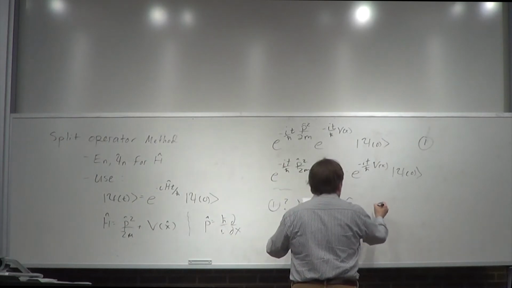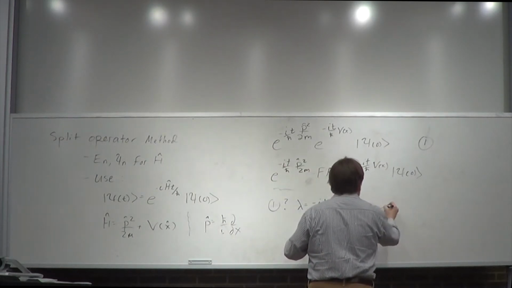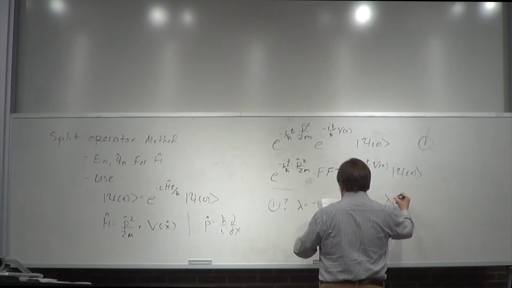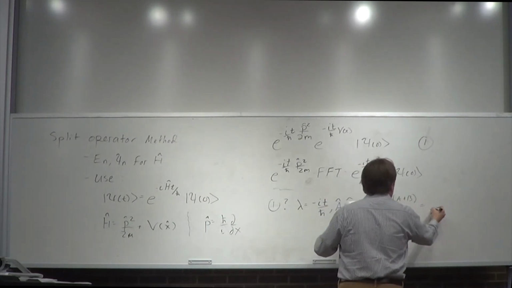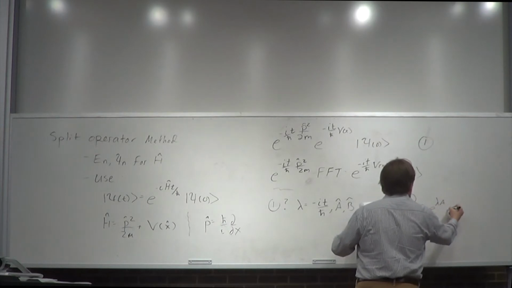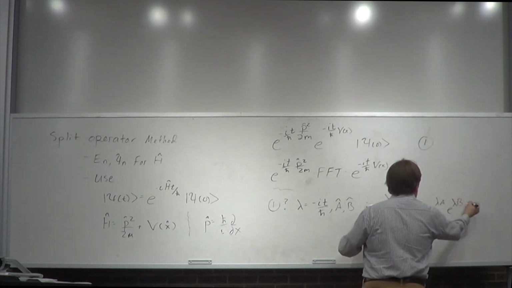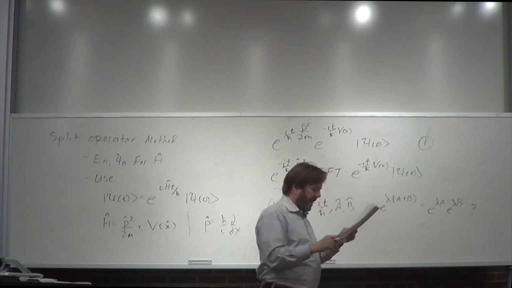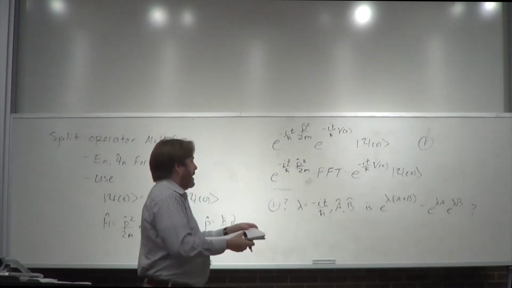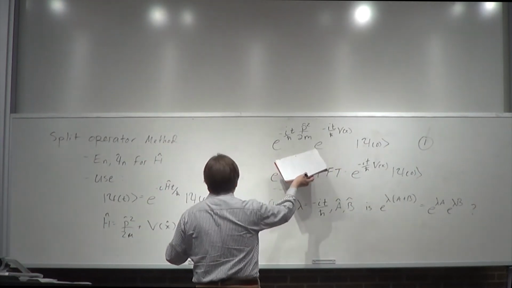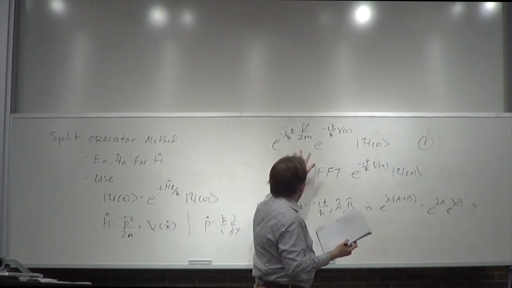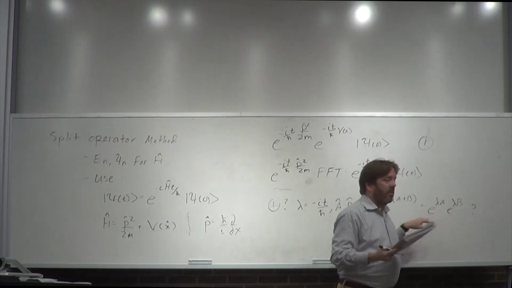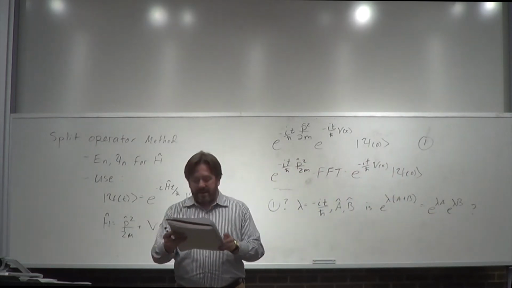What you want to know is, and I've already told you, lambda: is e to the lambda (A plus B) equal to e to the lambda A times e to the lambda B? And the answer is no, it is not. Notice that's what I did when I went from here to here, I'm using this, and it's not correct.